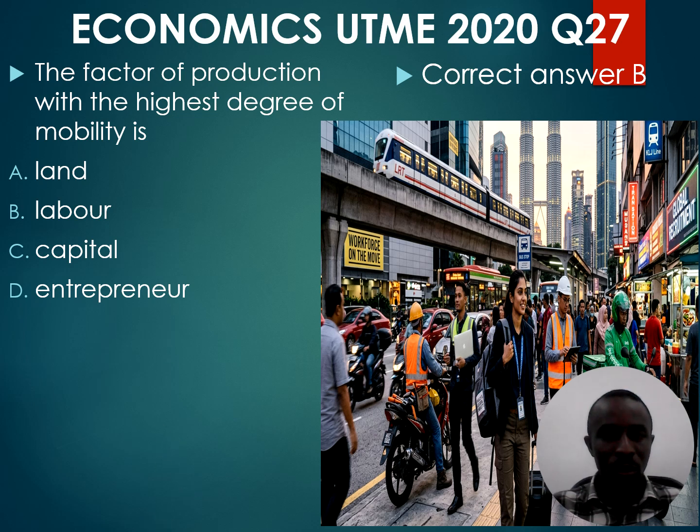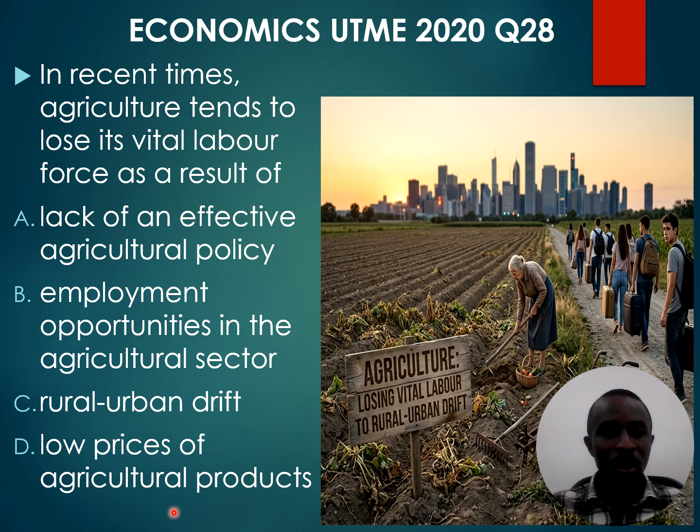Number 28. In recent times, agriculture tends to lose its vital labor force as a result of rural-urban drift. The movement of people from rural to urban areas is alarming. Agriculture is mainly practiced in rural areas where we have a large expanse of land. When people start moving from rural to urban areas, it reduces the labor force in the agricultural sector, as seen in this picture.